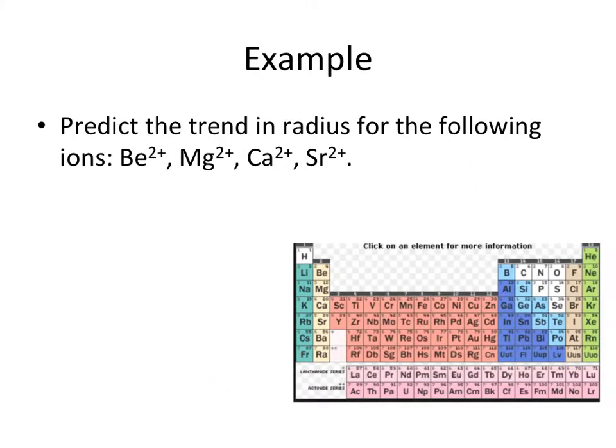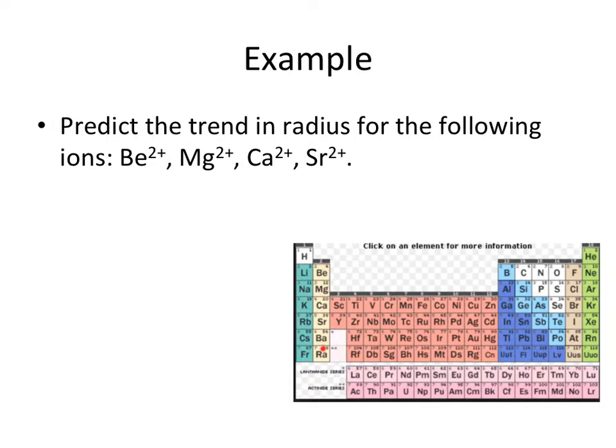So if we look at an example where a question could be a given, basically here they've asked you to predict the trend in the radius for the following ions. So we have beryllium +2, magnesium +2, calcium +2, and strontium +2. Beryllium, magnesium, calcium, strontium, these are all in that alkaline earth metal group. They all normally form a +2 charge.